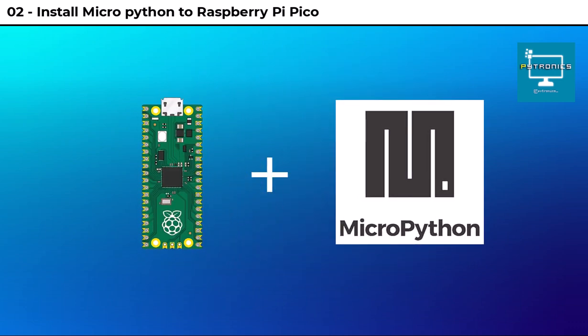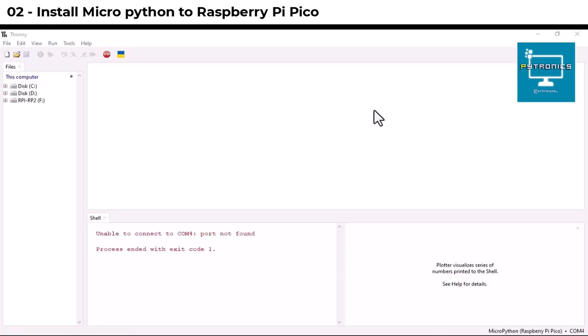Pi Pico. Tutorial 2 is about preparing the Raspberry Pi Pico to be programmed with MicroPython language. Let's start. First, we connect the Raspberry Pi Pico to the PC using the USB cable. This notification indicates that the connection was done successfully.